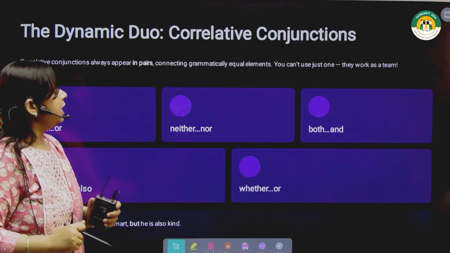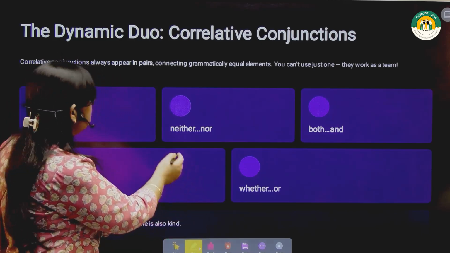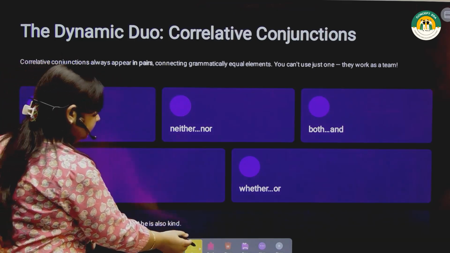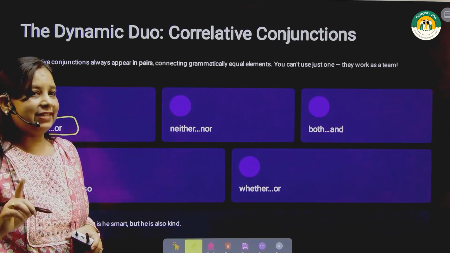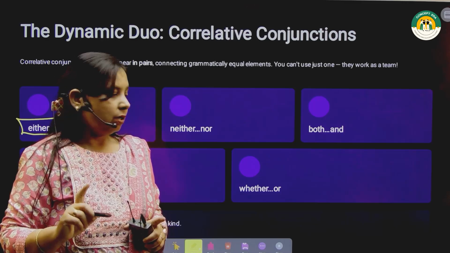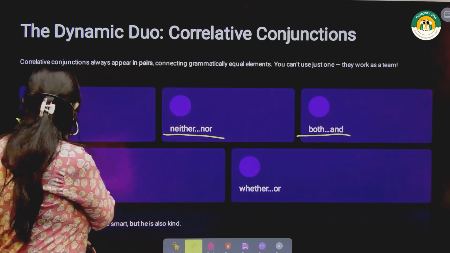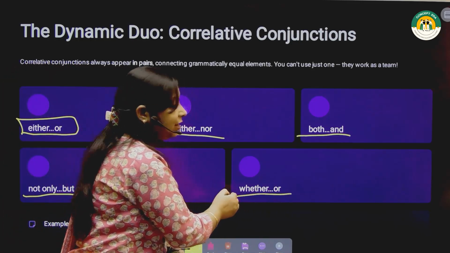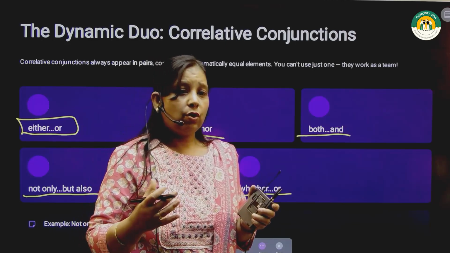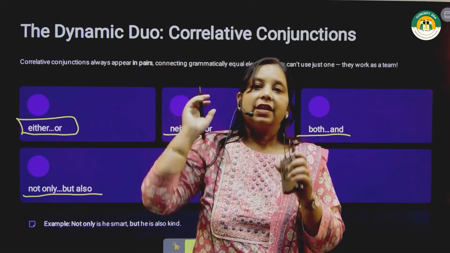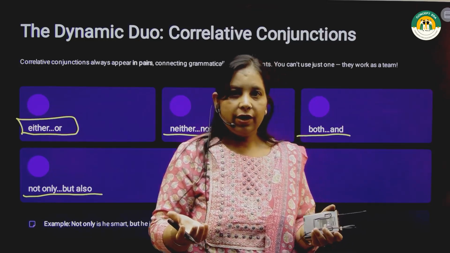See, the dynamic duo, correlative conjunctions. Correlative conjunctions: either or. We always use it together. Either or. Okay. Next, neither nor, both and, not only but also, whether or. These are the conjunctions which we use only all together. Okay.